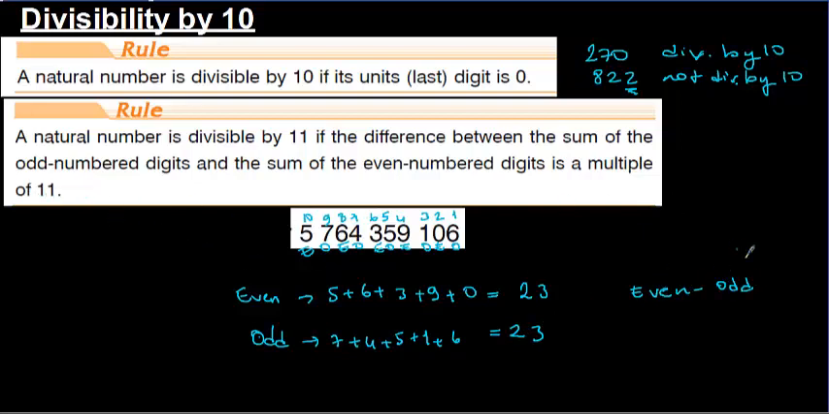to 0, then the number is divisible by 11. And again I'm repeating, a natural number is divisible by 11 if the difference between the sum of its odd-numbered digits and the sum of even-numbered digits is a multiple of 11, or I need to write here 0 not to confuse that one.